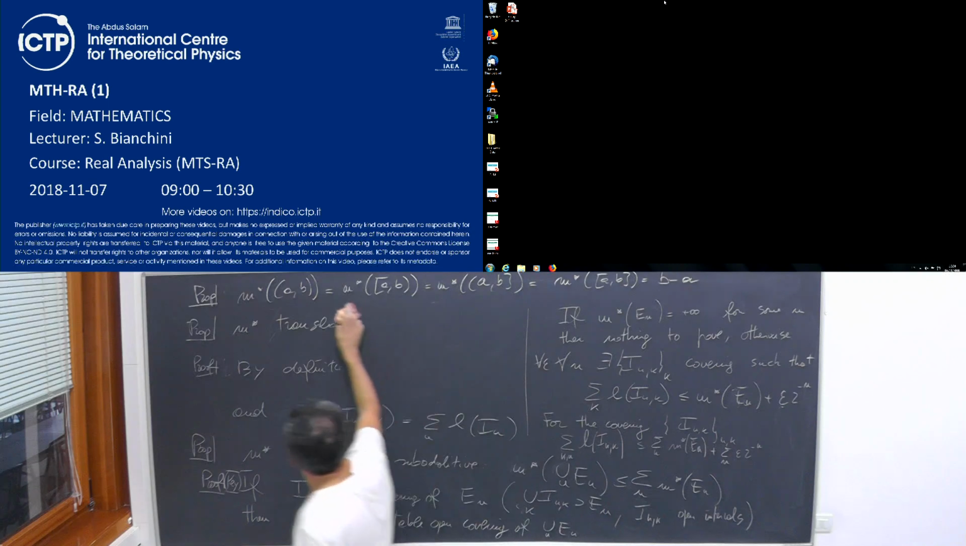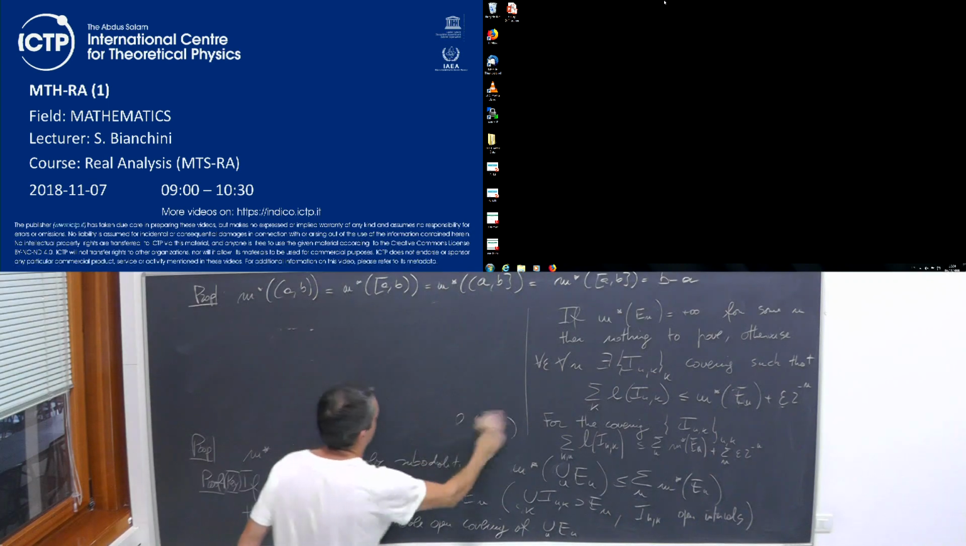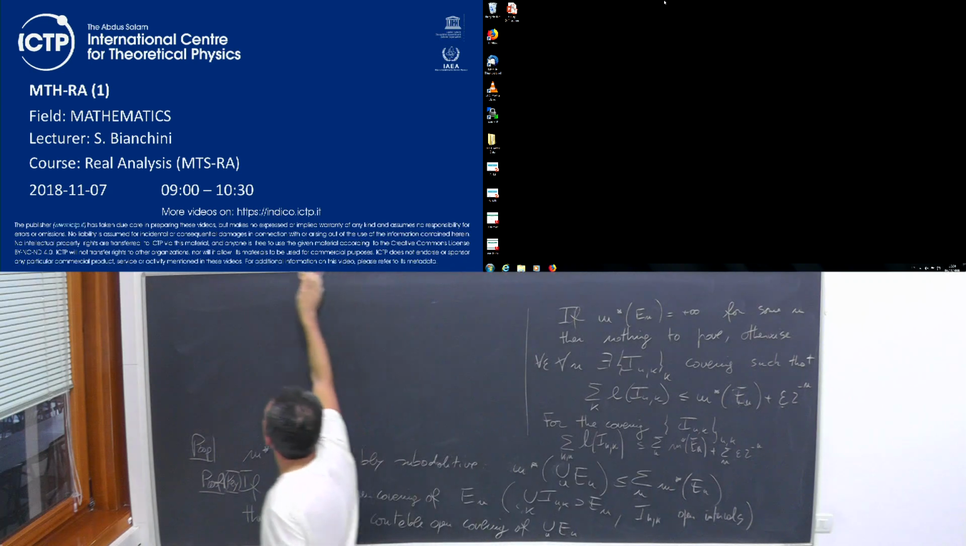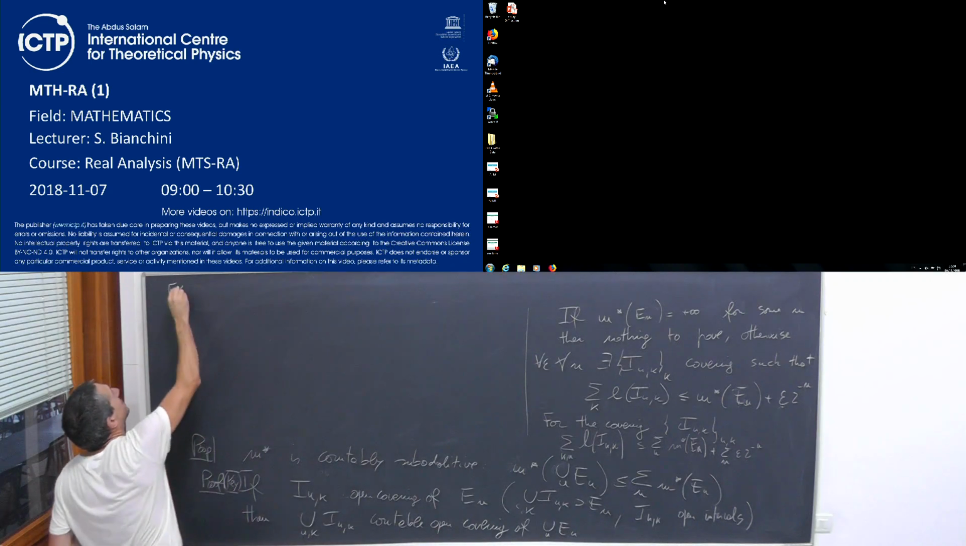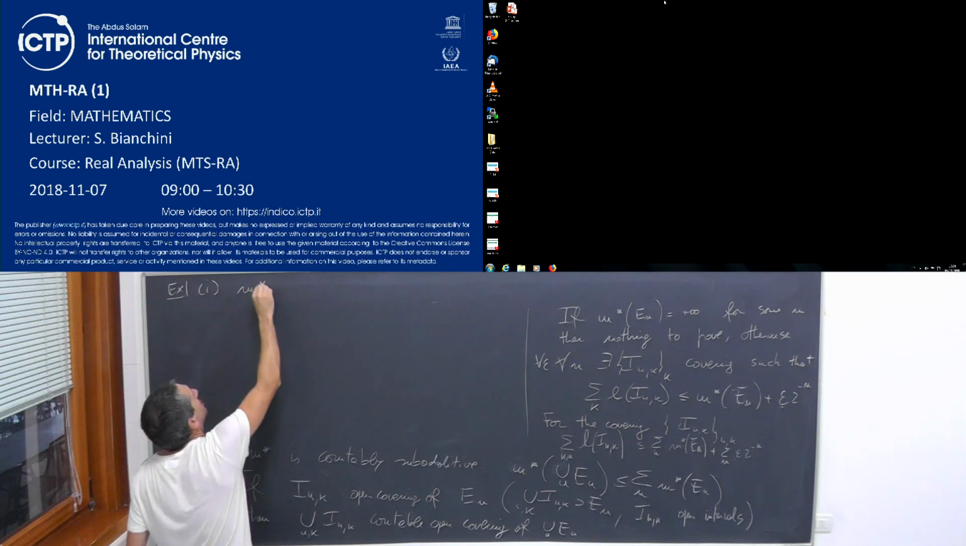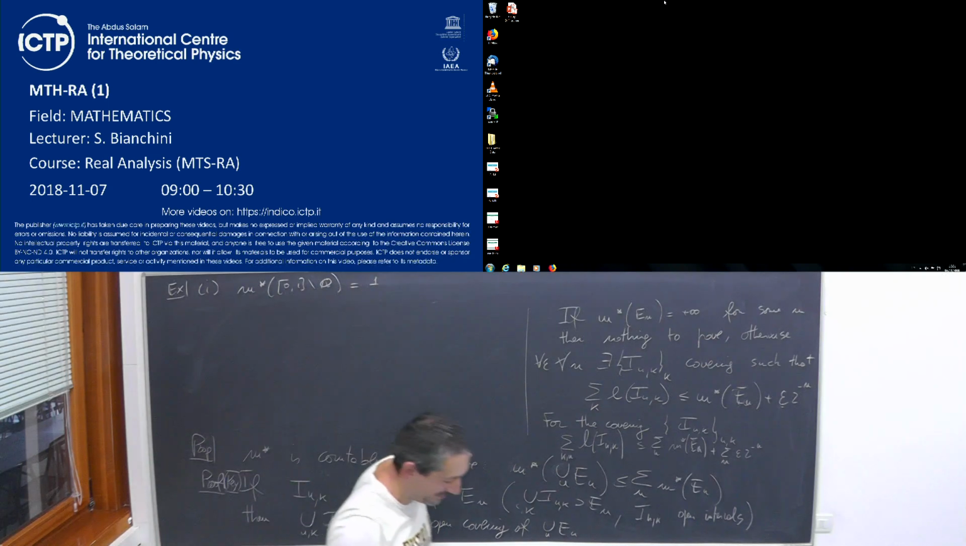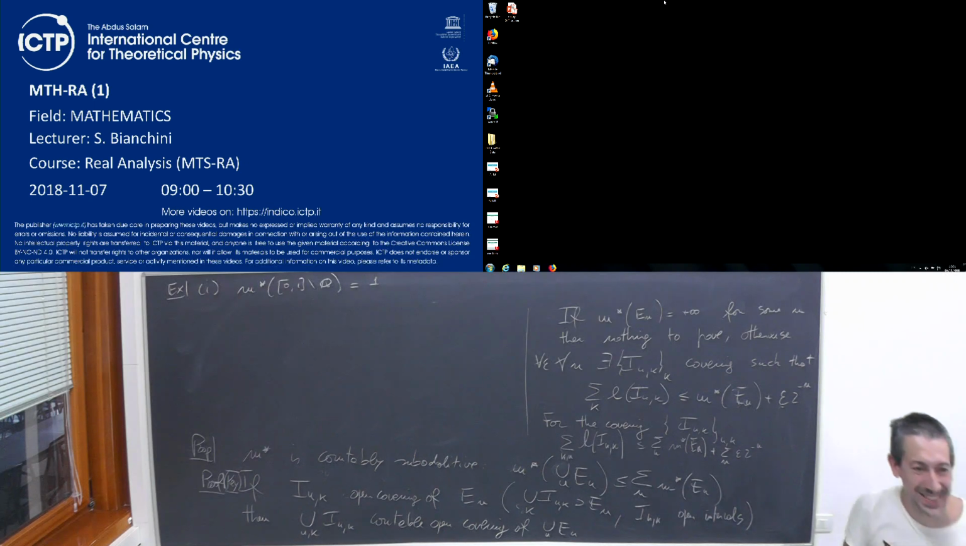So let's see some stupid exercises here. The only fun is that you don't have many tools, so you just have to use the tools we have. For example, the outer measure of 0, 1 minus the rational numbers is equal to 1. Less or equal than 1? Yes. But so you take a covering and then, okay, this is fun. Right?